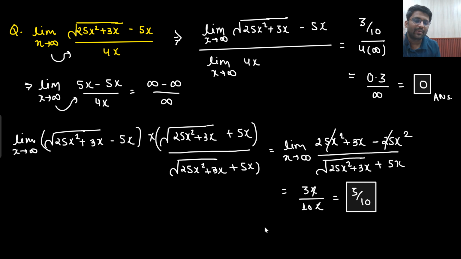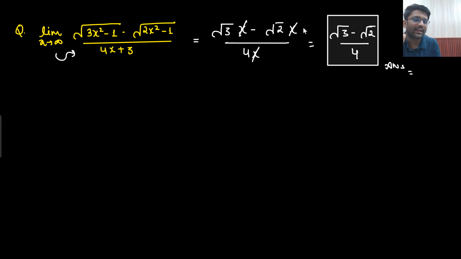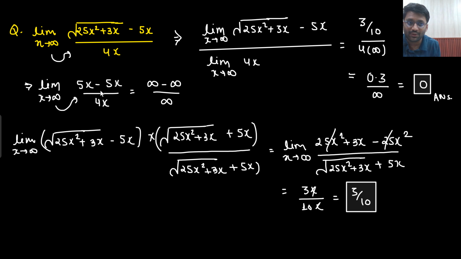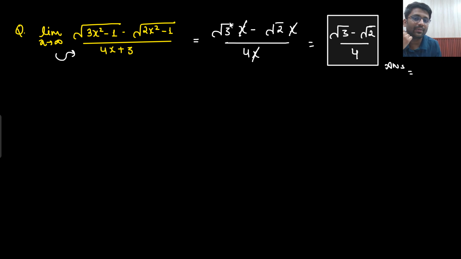X you cannot cancel out. It will become 0 by 4. 5x minus 5x will not become 0, because this is a very large value. Right? But here what is the scenario? They are different values, no? Under root 3x minus under root 2x, they are completely different. Right? So this is not becoming 0 into infinity. Here it was becoming 5 minus 5, that was 0, 0 into x. So 0 into infinity it was becoming. But here it is not becoming 0 into infinity. It is becoming under root 3 minus under root 2 into infinity divided by 4 into infinity.